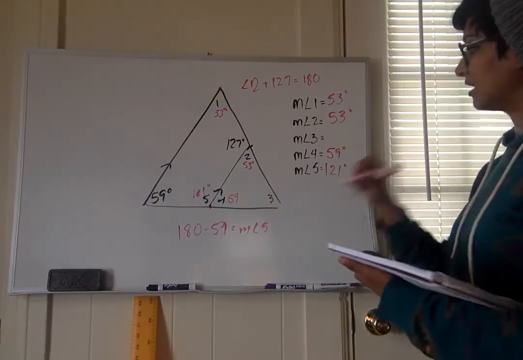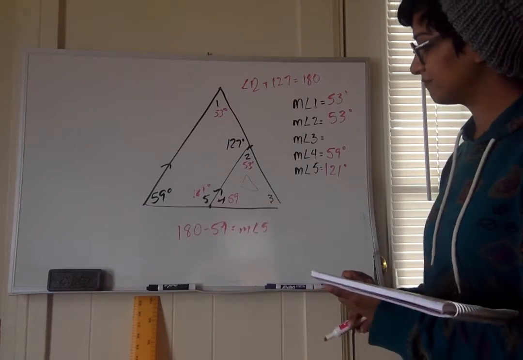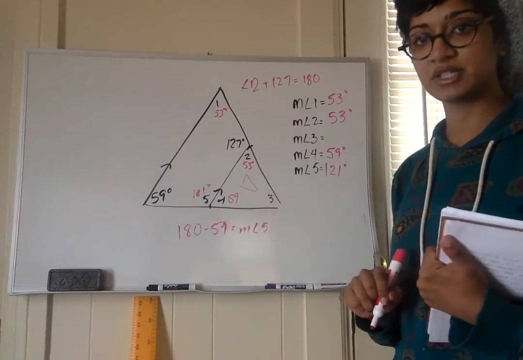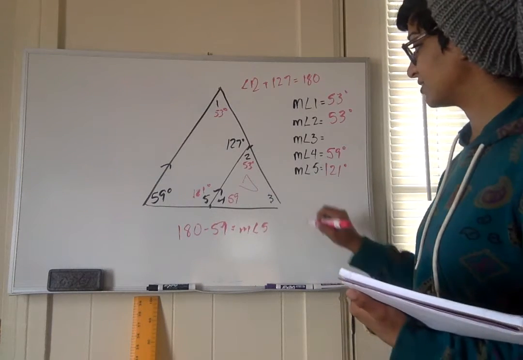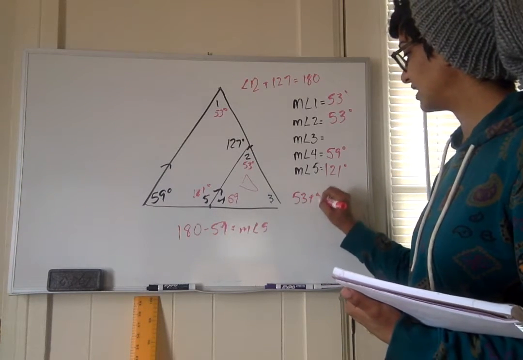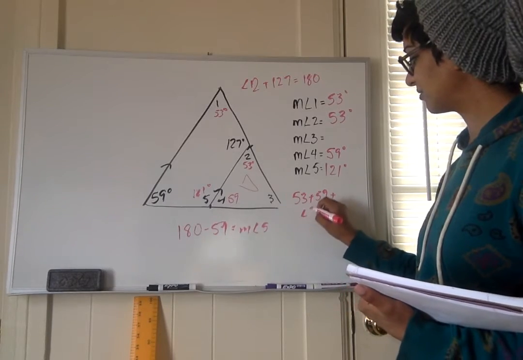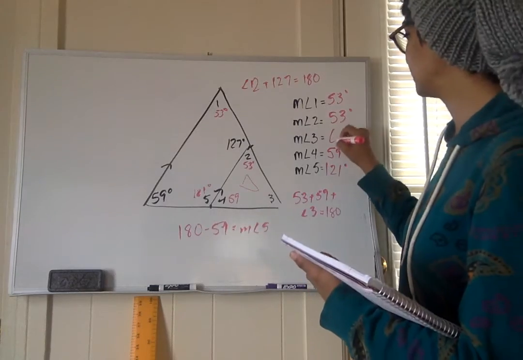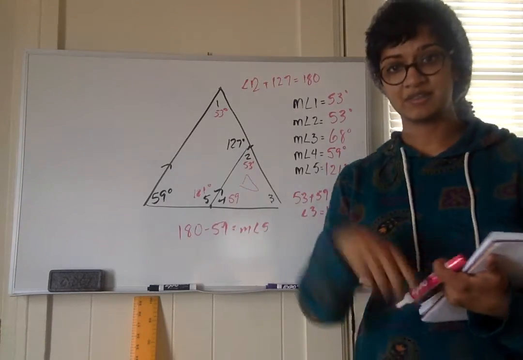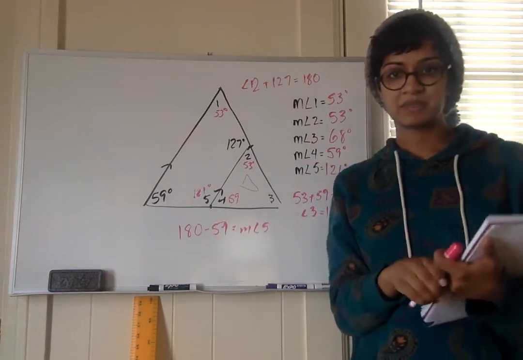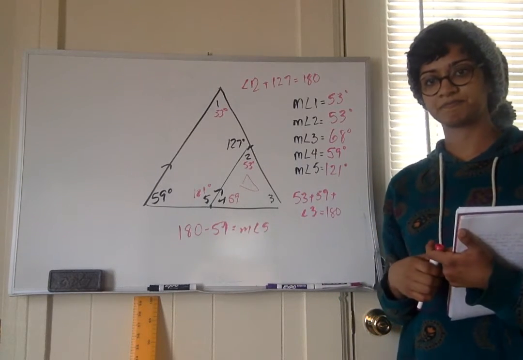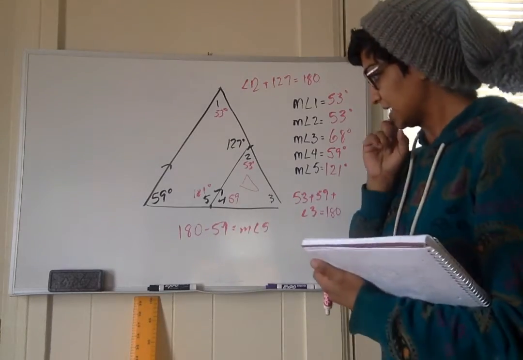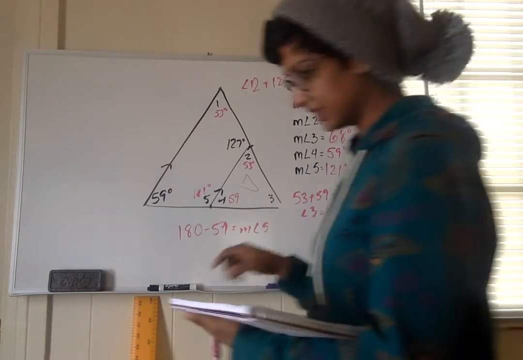And now I've got a triangle right here. Of course, the triangle angle sum theorem says that the three angles of a triangle should add up to 180. And if I do that, 53 plus 59 plus angle 3 is 180. That gives me angle 3 to be 68 degrees. And now I've completed my problem. Here's the problem right there. If you want to pause it and check your answers against it, go ahead. But we're going to move on now to angle bisectors.